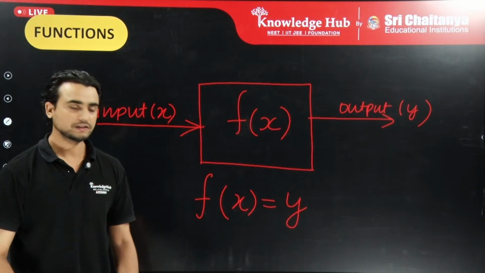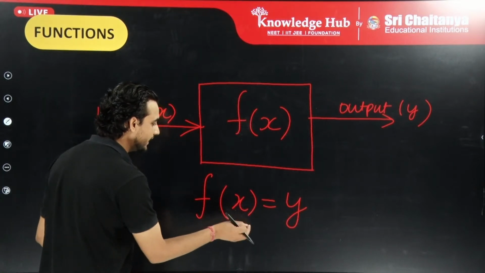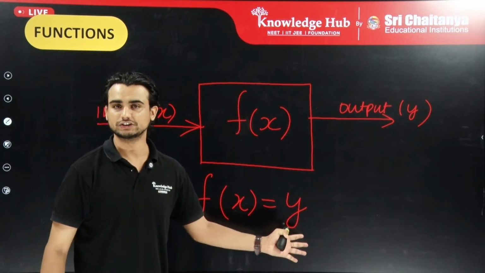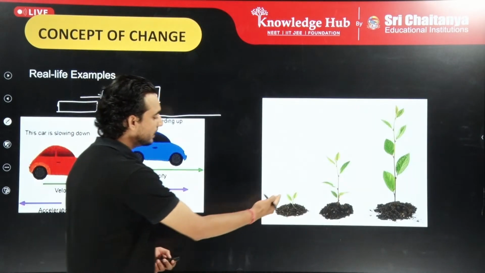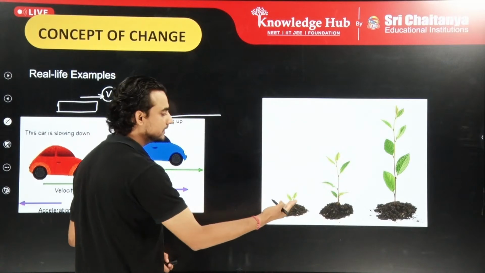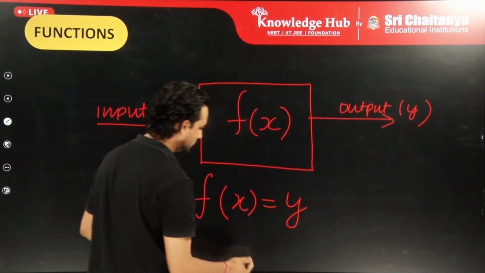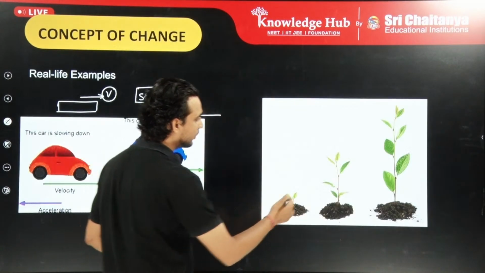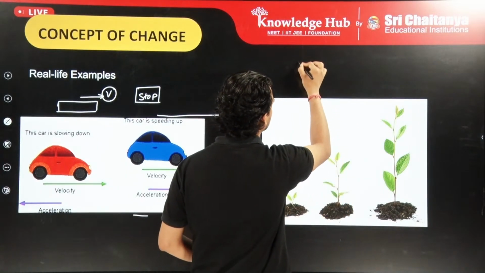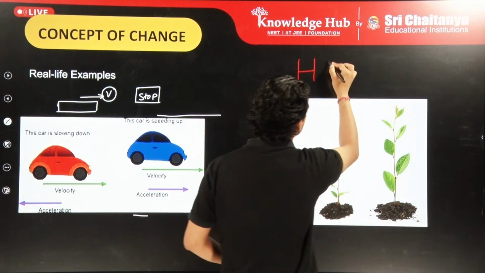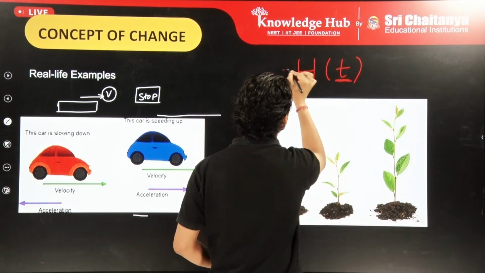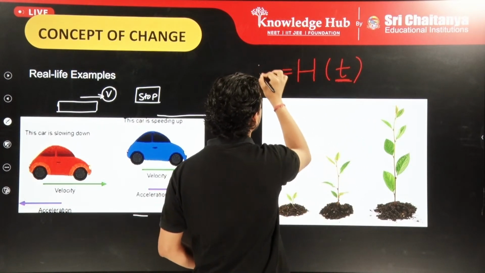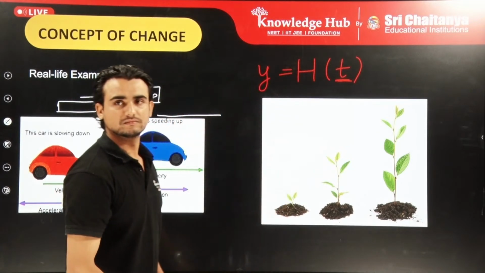So as I keep on changing x, my value of y will change, right? Similarly, look here. In this example, with respect to time, the height is changing. So if I want to write a function here, I'll say the height is a function of time. Why? As the time changes, the height will change, right?